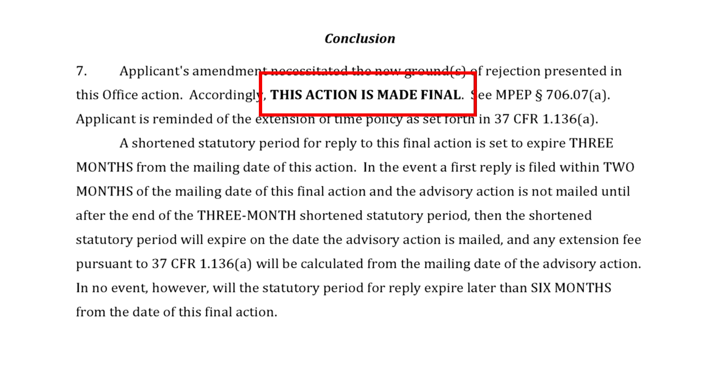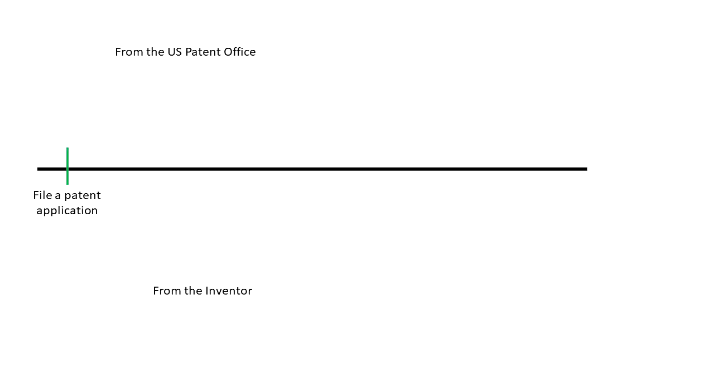First, let's refresh ourselves on the timeline of events when you file a patent application. Events on the bottom half of the screen are initiated by the inventor, and those on the top half come from the patent office. So to kick things off, the inventor files a patent application. Next, typically anywhere from 8 to 20 months, you will get a response from the patent office in the form of a non-final office action.